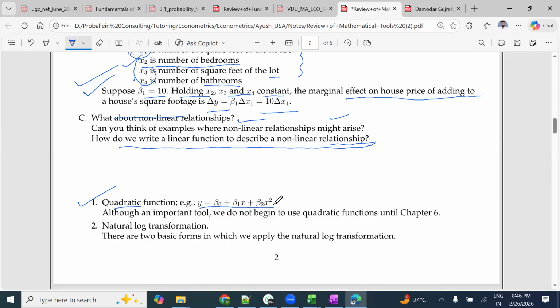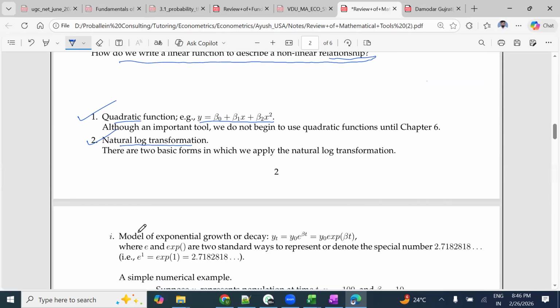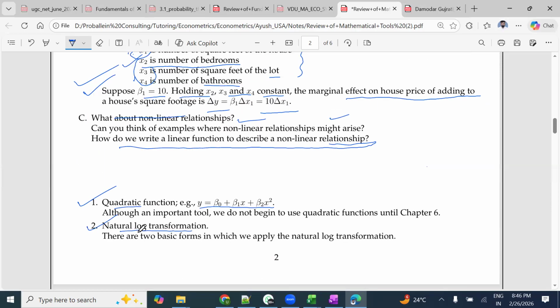Although it is an important tool, we don't begin to use the quadratic function until we start with advanced regression, multiple linear regression. But how can you convert this nonlinear relationship into a linear function? Simply, you do the natural log transformation. The log transformation helps you convert a nonlinear relationship into a linear function between y and x. Is it clear, Bhakti ma'am?